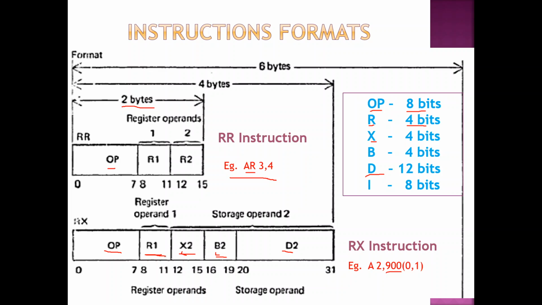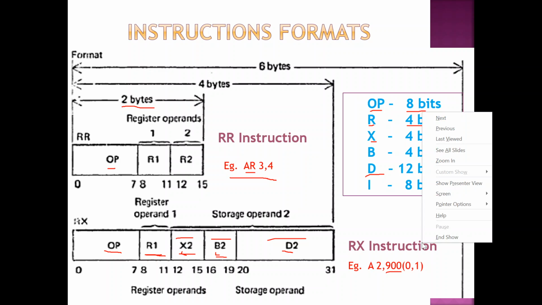After that, I'm going to have one displacement, one index register and one base register, right? The format here is in a slightly different order, but it's okay. This is going to be your index register, this is your base register, and this is your displacement. Though the format is like this, the instruction has to be written in this particular way only. The meaning is: 901 is the displacement, the index register is register 0, and the base register is register 1. You understand? This is an RX type of instruction.